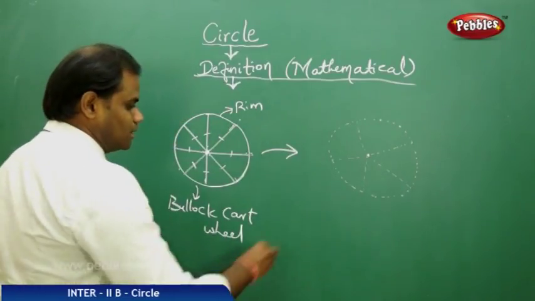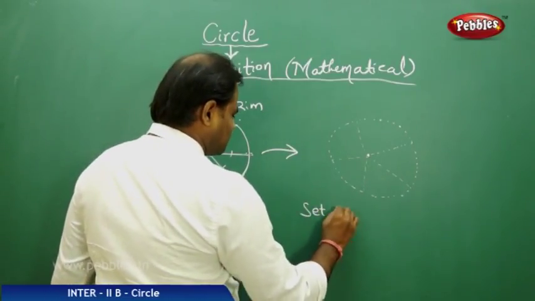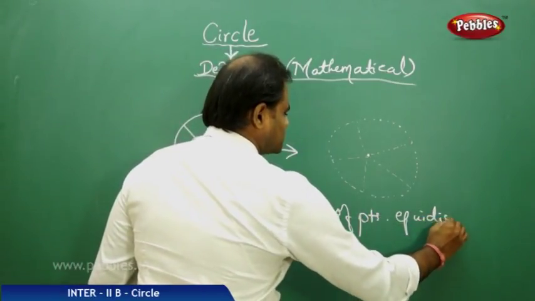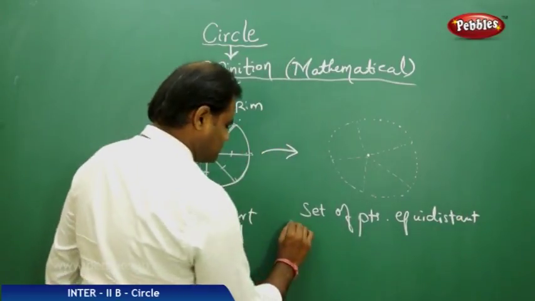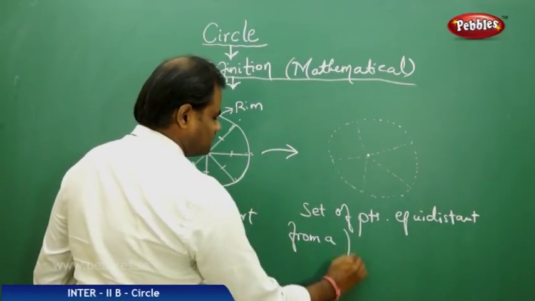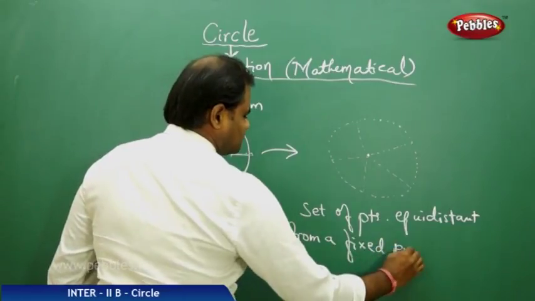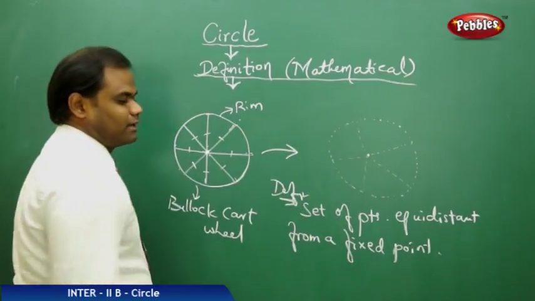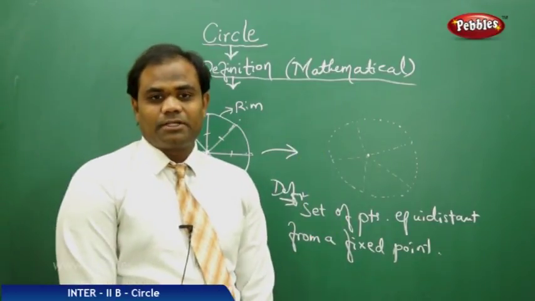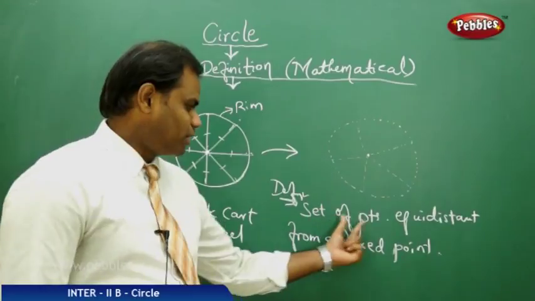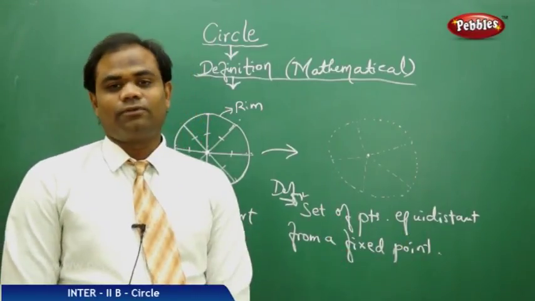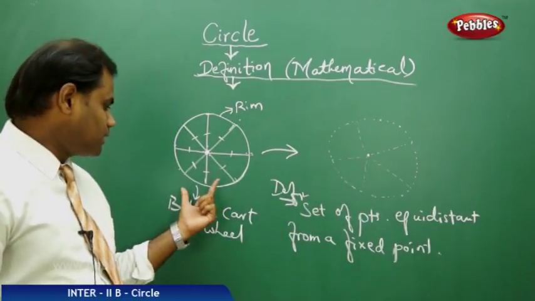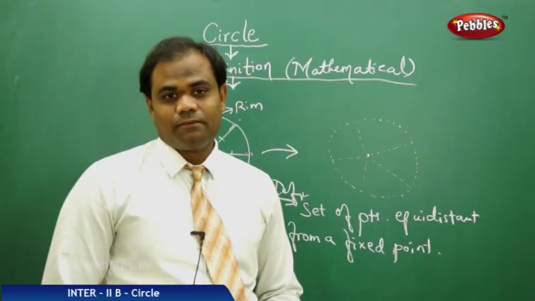So the definition is: set of points equidistant from a fixed point is what I define as a circle. So in the mathematical sense, a circle is the set of points in a plane equidistant from a fixed point, as can be seen here with a more real life example of a bullock cart wheel.